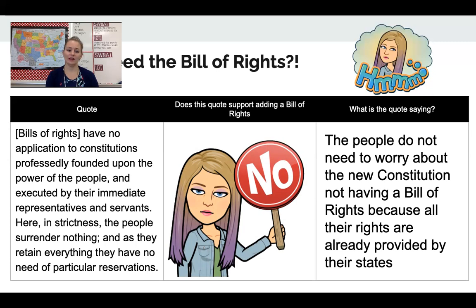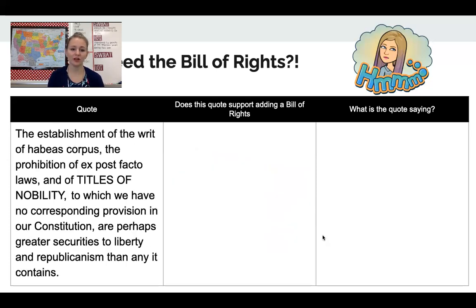They're just saying each individual state is providing that for you. The national government doesn't have to provide it for you. So they're saying we don't need to have a national Bill of Rights. Let's look at number 4.